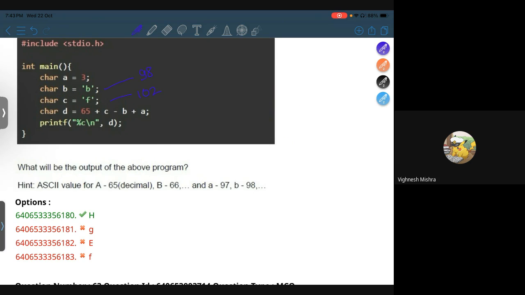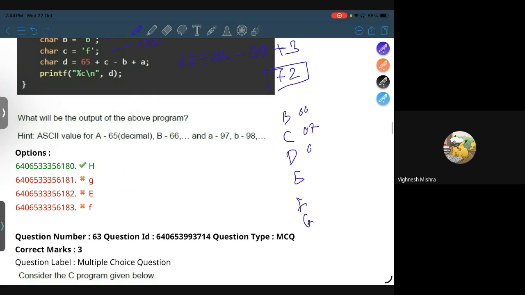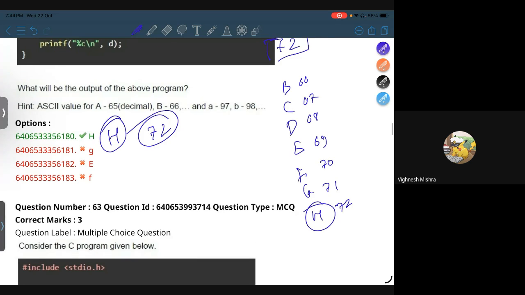And then if we do D, 65 plus C, which is 102, minus B, which is 98, plus A, which is 3. So this is 65 plus 102 minus 98 plus 3, which is 72. 66, 67, 68, 69, 70, 71, 72 is H. Okay.